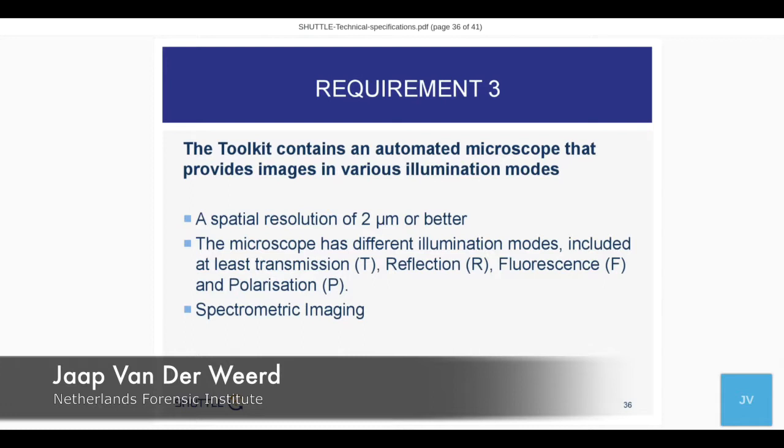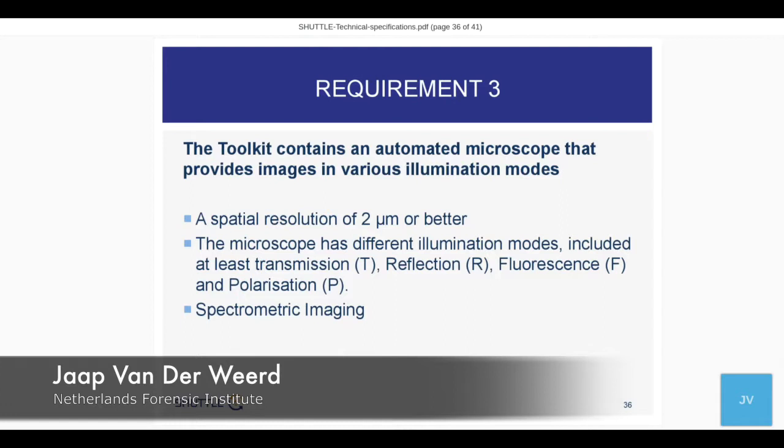The illumination modes: well, transmission is the standard nowadays. Reflection would be very useful for a number of samples, for example paints. Paints scatter a lot, so to effectively observe paints, you might need reflectance. Fluorescence is used a lot in forensic science as well.